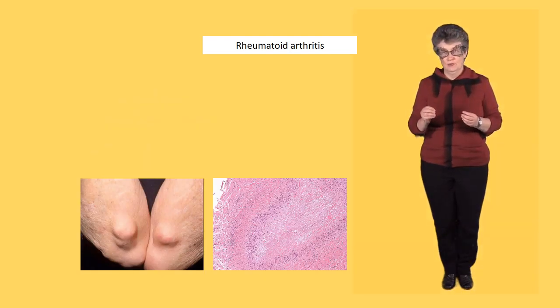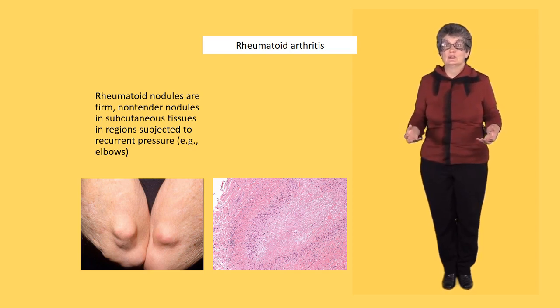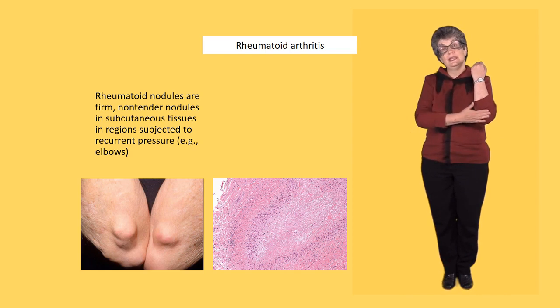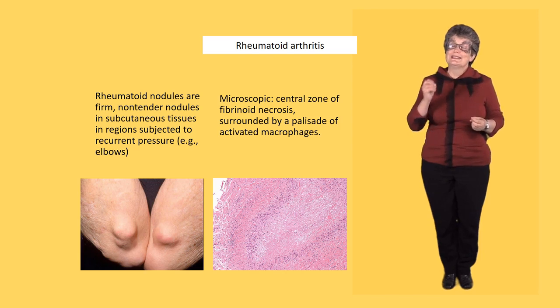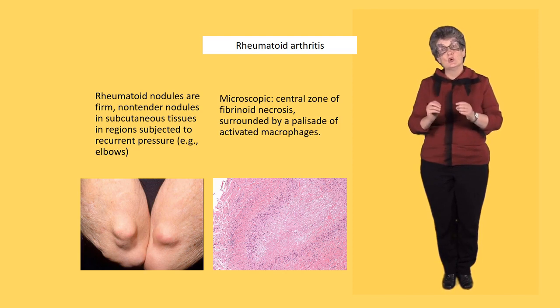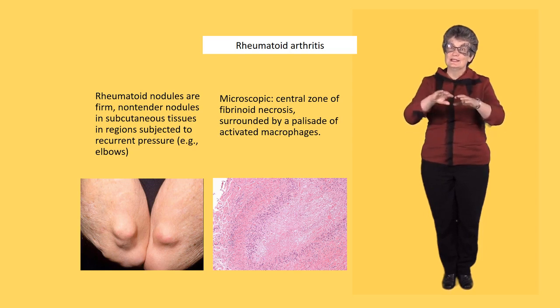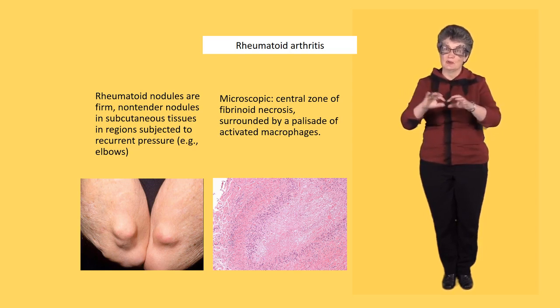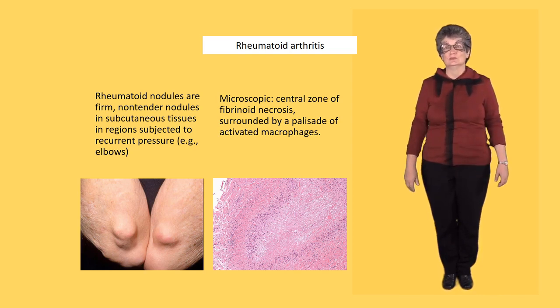Another common finding in rheumatoid arthritis are rheumatoid nodules. So these present as non-tender nodules in subcutaneous regions, particularly those subject to recurrent pressure, for example here on the elbows. What they're due to is necrosis, an area of collagen necrosis caused by the immune reaction, particularly affecting blood vessels. This is surrounded by a granulomatous inflammatory reaction. It all swells up and forms this quite distinctive nodule.